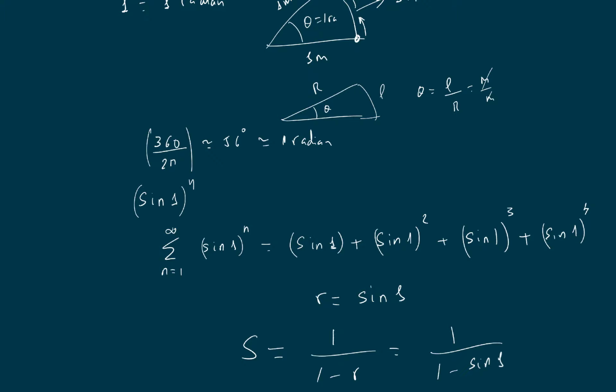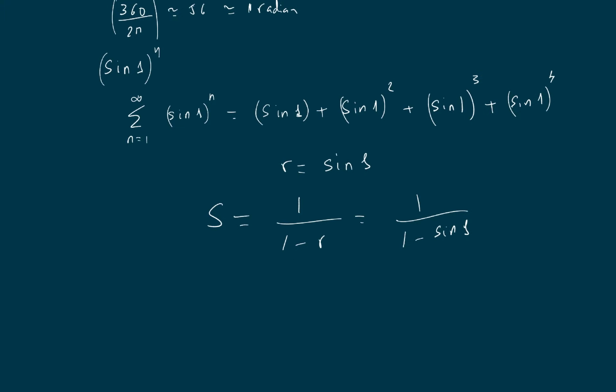But we need to be careful with this. When you use this formula for a geometric series, it is 1 plus r plus r squared plus r to the n, and keep going to infinity. This is 1 divided by 1 minus r. But the series that we have starts at r. So this formula is not true for this case.